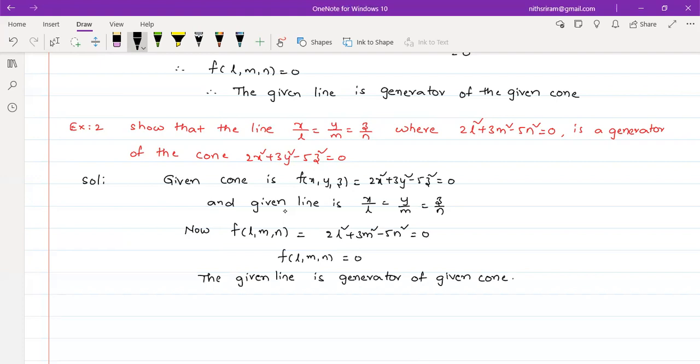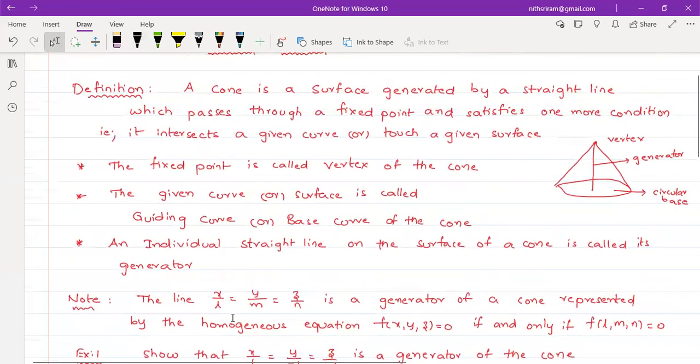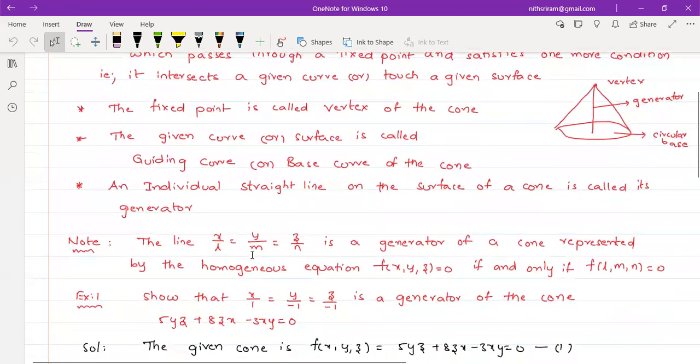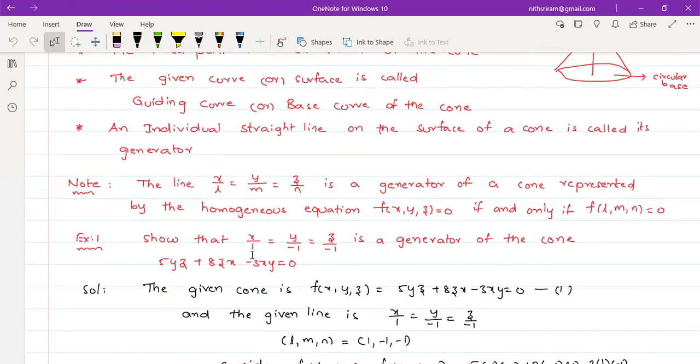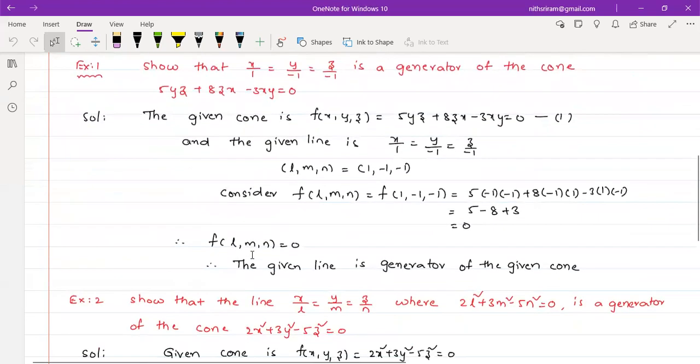Okay, so in this video, I have given the definition of a cone, and I have explained a few points regarding the cone. One is the fixed point, the second is the surface, and the third is that each individual straight line is called its generator. After that, a homogeneous equation in x, y, z represents a cone. The cone equation is generally represented by a homogeneous equation in x, y, z. And after that, how we say that a line is a generator of the given cone. That is what we have discussed in the two examples. Okay, thank you.